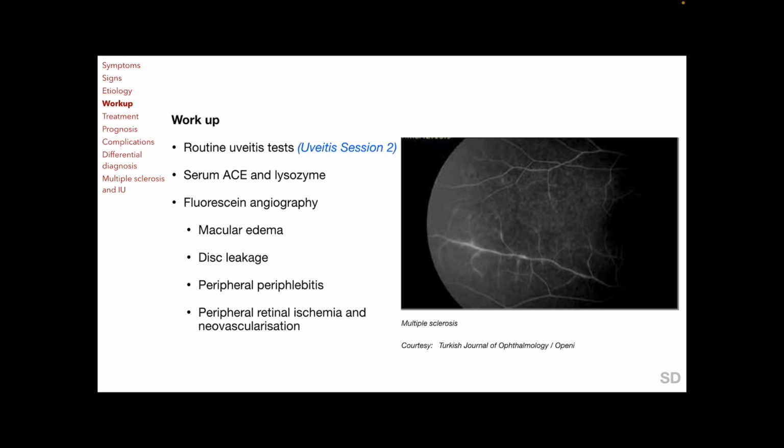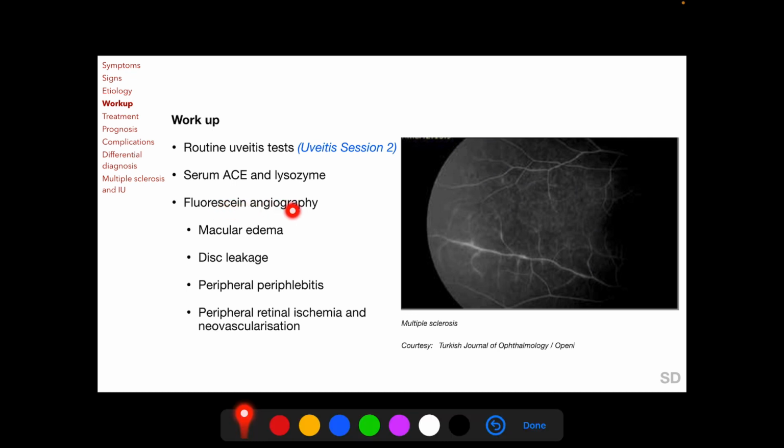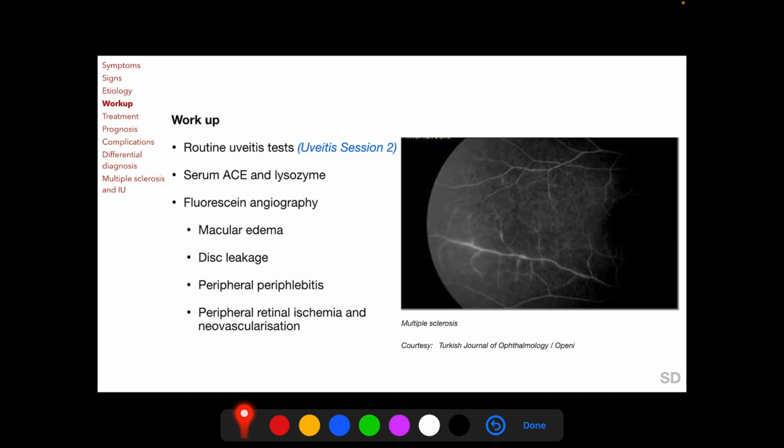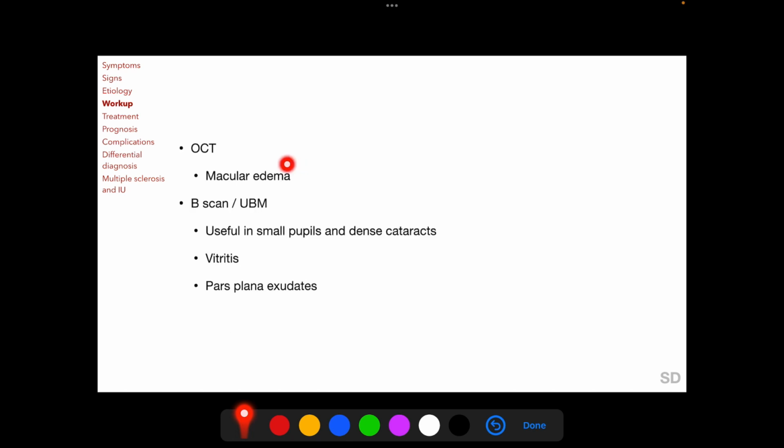If we suspect sarcoidosis, fluorescein angiography may show macular edema, disc leakage, and peripheral periphlebitis. Here we see a fluorescein angiogram showing peripheral periphlebitis, and the peripheral periphlebitis can lead to peripheral retinal ischemia followed by neovascularization, which may also be picked up by fluorescein angiography. Macular edema can also be detected with an OCT, and B-scan and ultrasound biomicroscope can become useful in patients with small pupils and dense cataracts because they may pick up vitritis and pars plana exudates in these patients.